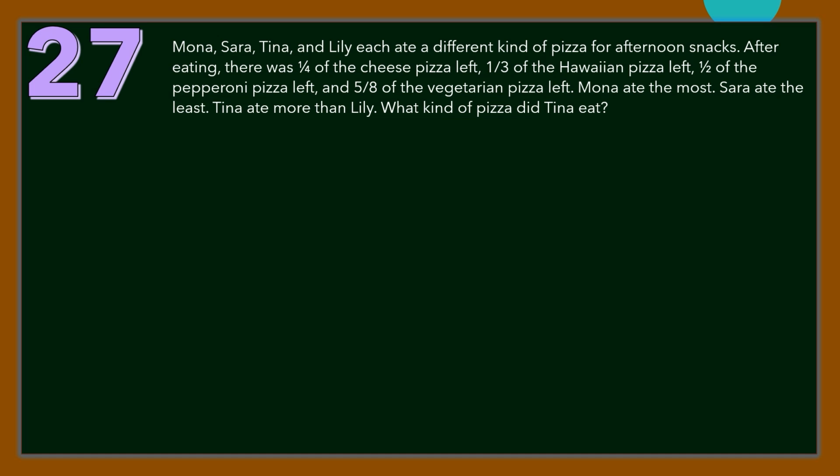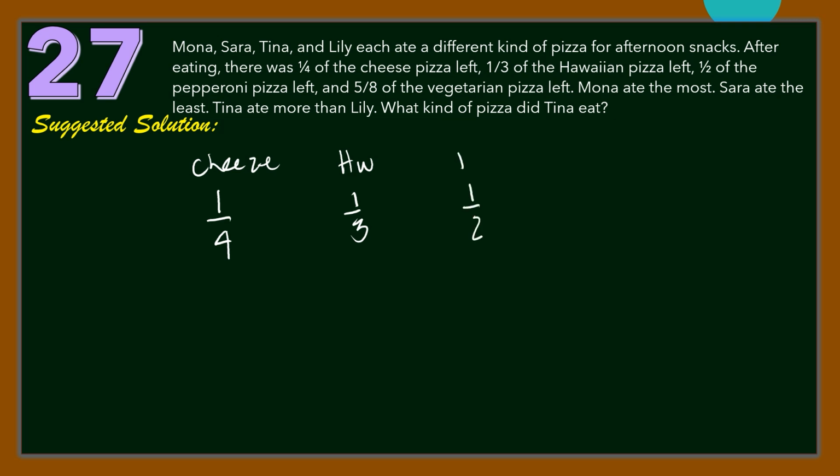For our suggested solution, let us arrange the pizza according to the amount that was eaten. To do that, let us convert the fractions into similar fractions. So we have 1/4 of the cheese pizza that was left, 1/3 of Hawaiian, then we have 1/2 of the pepperoni. Also, we have 5/8 of the vegetarian pizza. Now the LCD is 24.